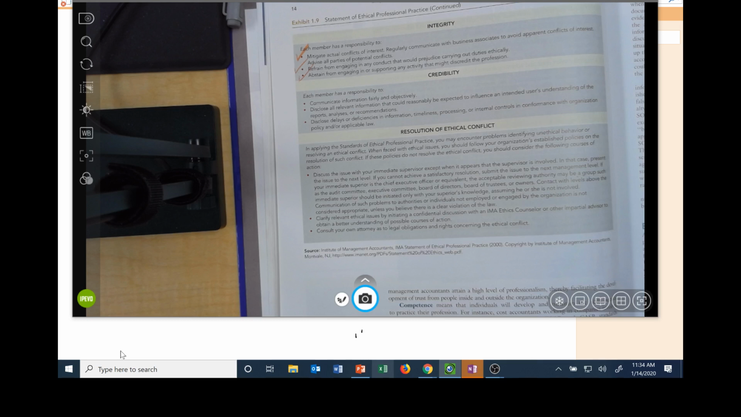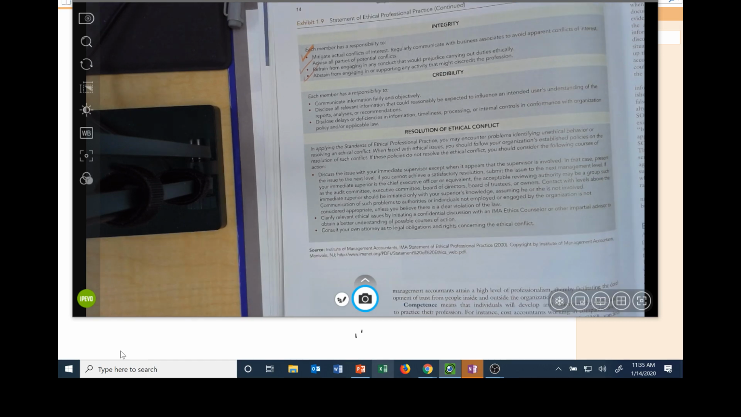Each member, credibility. Communicate information fairly. Disclose all relevant information. Disclose delays or deficiencies. Time, process, internal control. All right? Resolution of ethical conflict. It says discuss the issue with your supervisor. Clarify relevant issues. Consult your own attorney if you have to. But anyway, if you are ethical, you have integrity. Okay? And we've talked about that before, and we won't labor it no further.